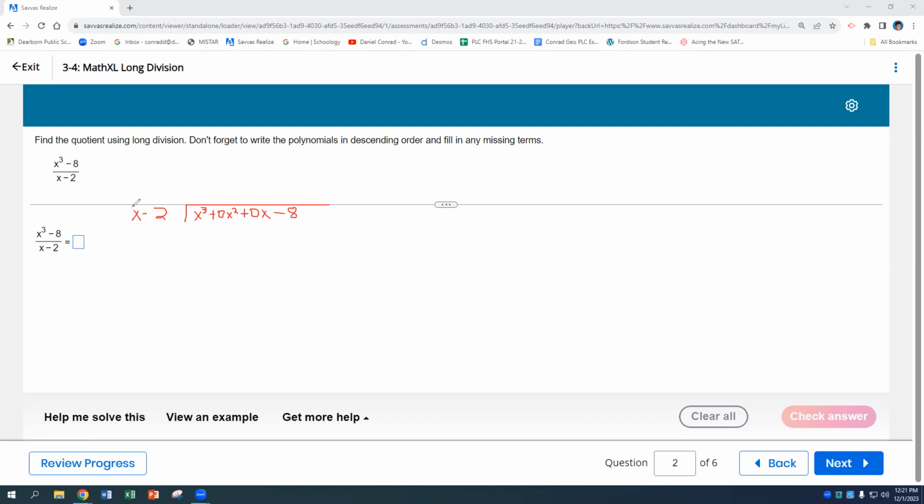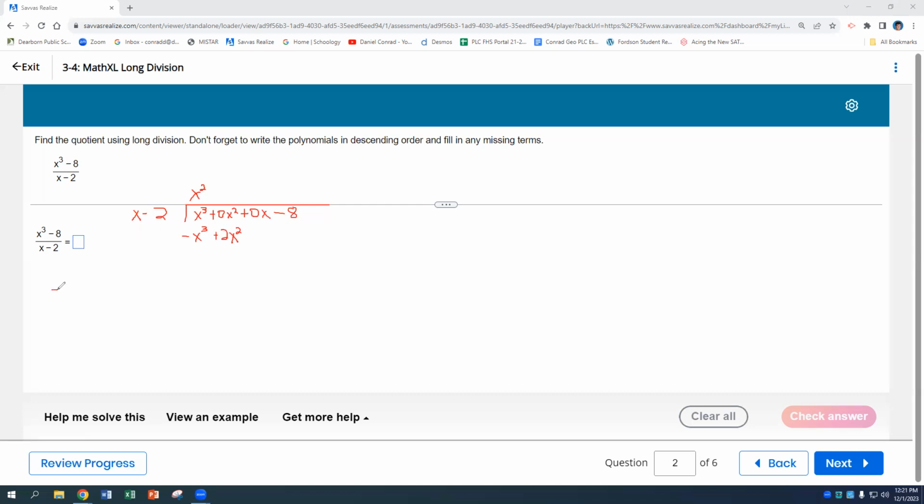All right, and we're going to do the same thing we did last time. So x times what gives us x to the third? That's going to be x squared, right? X squared times x gives us x to the third. And then x squared times negative 2 is going to give us negative 2x squared. We're subtracting, so we need to switch the signs.